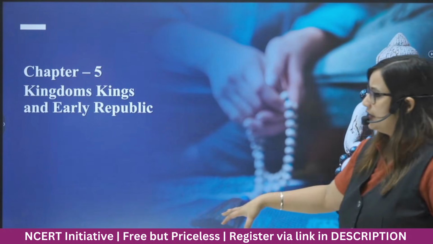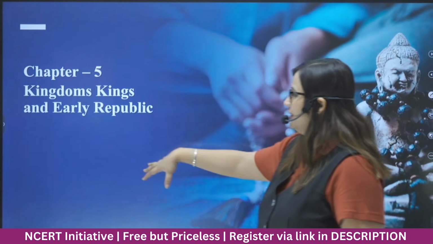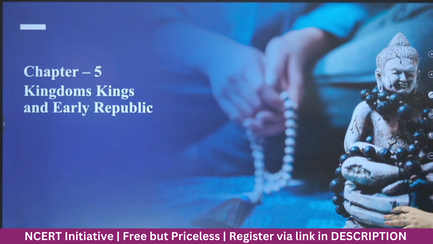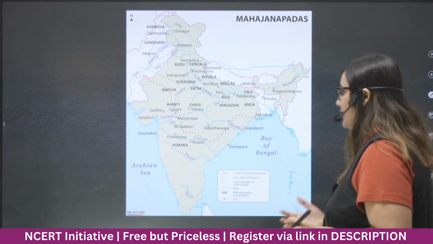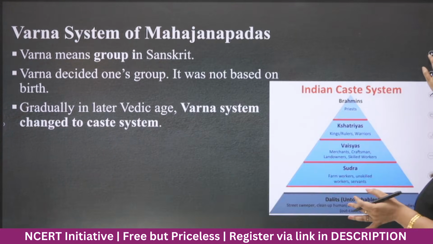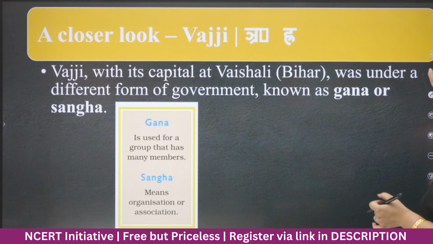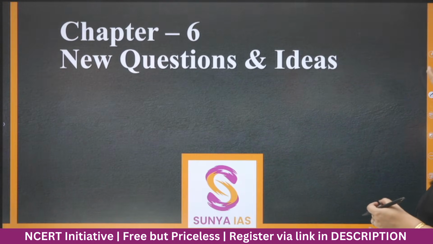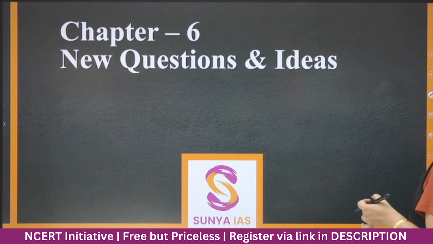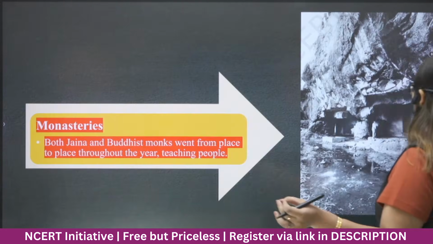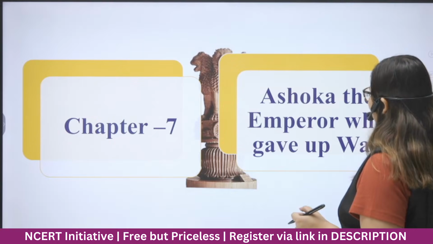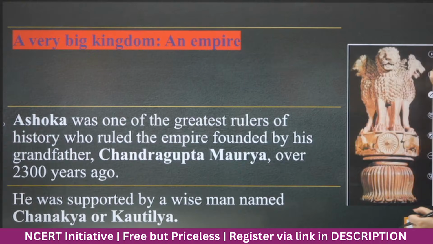Then the fifth chapter in your book is about Kingdoms, Kings, and an Early Republic. This chapter will discuss a few new Mahajanapadas, Ganas, Sanghas, and the rise of Buddhism and Jainism is going to be there. Then there is a closer look at Vajji. Chapter 6 is about New Questions and Ideas. This chapter will deal with Jainism, Buddhism, monasteries. Then the 7th chapter is about Ashoka, the Great.